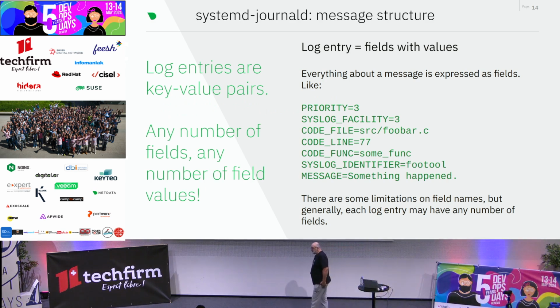For systemd journal, a log entry is a series of fields, key value pairs. Every log entry can have its own fields. So one log entry has these fields, the next log entry has some other fields. Systemd journal is the only solution that can actually ingest an infinite cardinality of fields and values. It doesn't care. And all of them are indexed. Each field, each value, all of them are indexed.